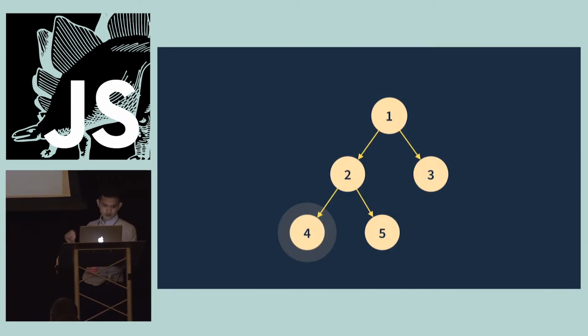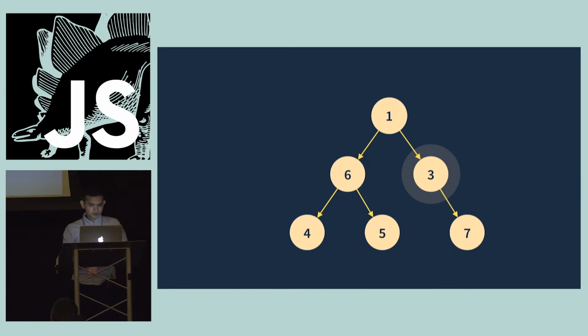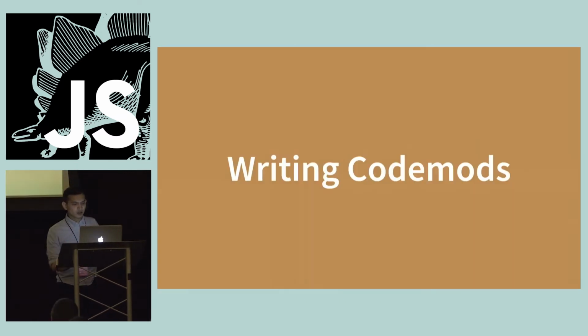So we have our tree from before. Because of the AST types package, we can traverse our tree from node 4 to 2. We can also modify nodes. Let's say we're done with node 2, want to make it better. We can change that into node 6. And going even further, we can actually start to add new nodes. Here, we're going to add a child node to node 3. So if we start to combine these concepts together, we can begin to actually write code mods. So let's dive into that portion.